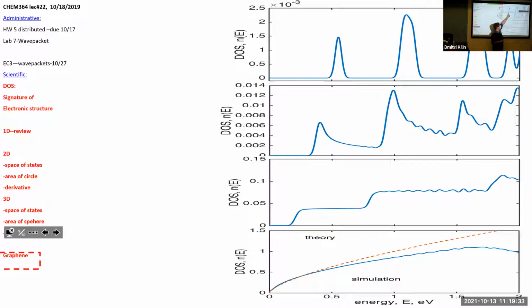So for individual states, it's this way. For one-dimensional, it's a sill shape. For two-dimensional, it is stairs with a flat surface. And for three-dimensional, it's ascending. Basically, we are done. The fun part is done. Now we are going to the boring part.